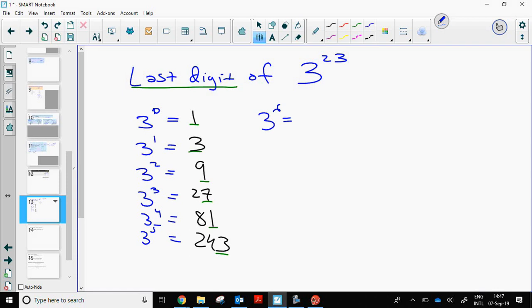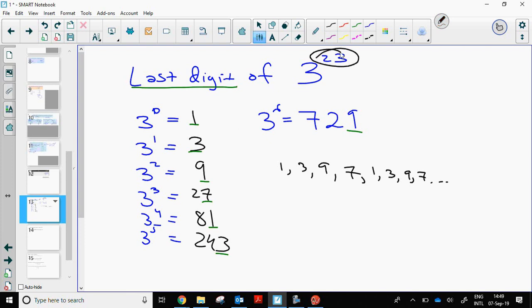So 3 to the power of 6 is going to be 729. Yes, that has a 9 as its last digit. And 3 to the power of 7, its last digit is going to be 7. So we have this repeated pattern, 1397, 1397. The question is, where does 3 to the power of 23 fall into that? And we could just write out this pattern a whole bunch of times and start counting, but there's actually a faster way to do it.